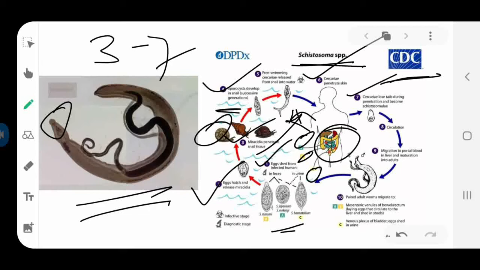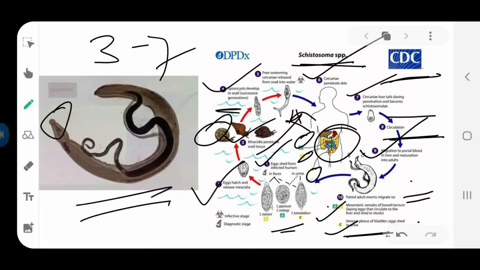In the seventh stage, you can see that cercariae lose their tails during penetration and become schistosomula, and this is the circulation process. In the ninth stage, migration to portal blood in the liver and maturation. And in the final stage, paired adult worms migrate to the venous plexus of the bladder, exit in urine. This is the total life cycle of Schistosoma species.